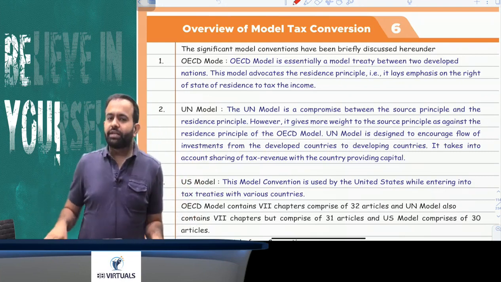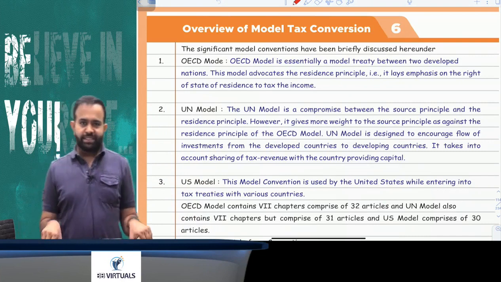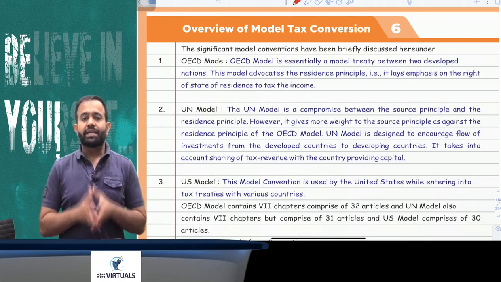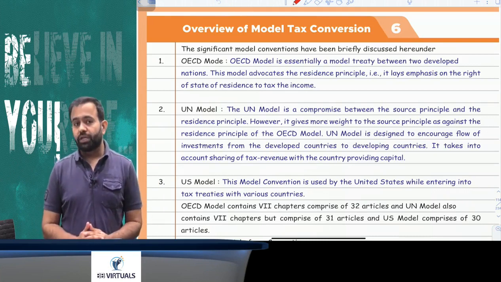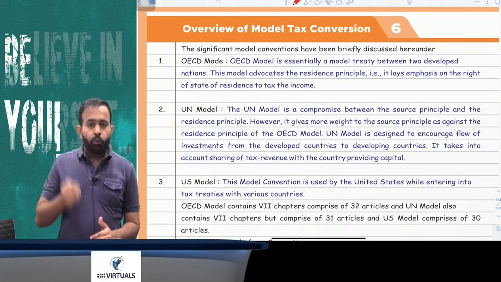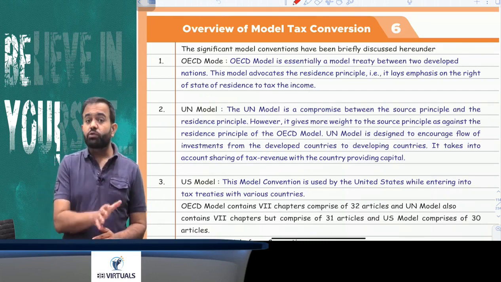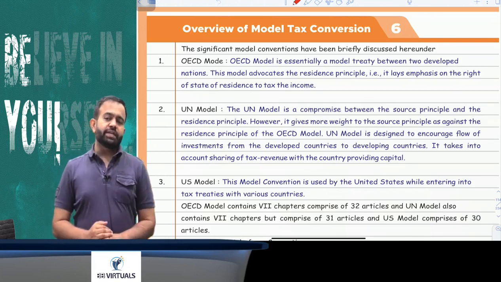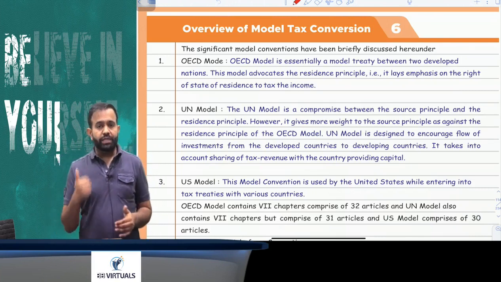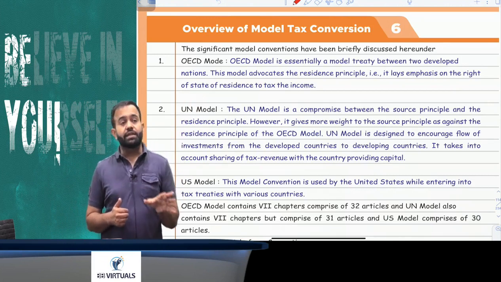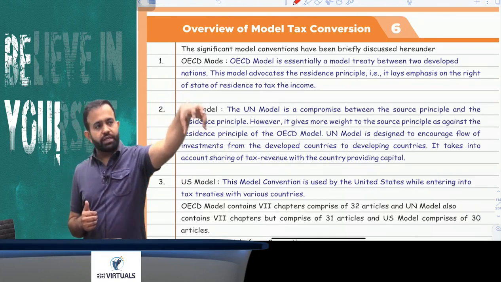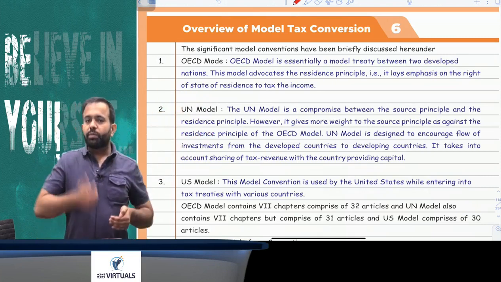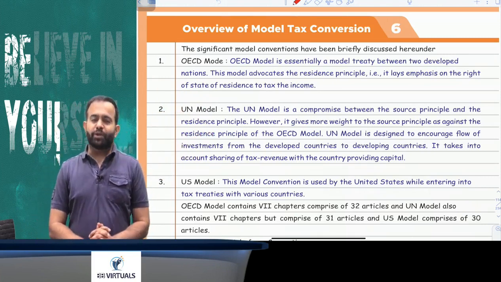Now guys, the OECD model is basically followed by developed countries. Whenever one developed country goes for a DTAA with another country, they follow the OECD model, because the OECD model gives more power to the resident country. It means tax will be collected by the resident country. Suppose a person is a resident of one country and derives income from another country, the source country. The source country does not have more right to tax. Here the more right to tax will be with the resident country in the OECD model.